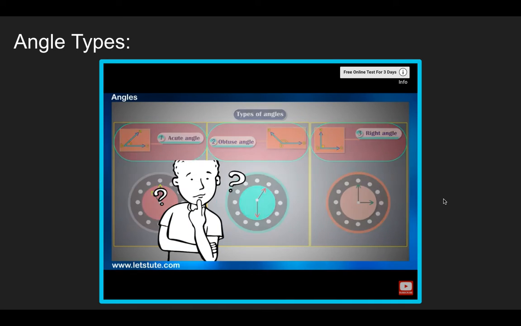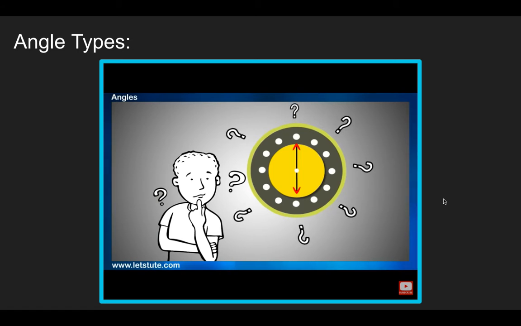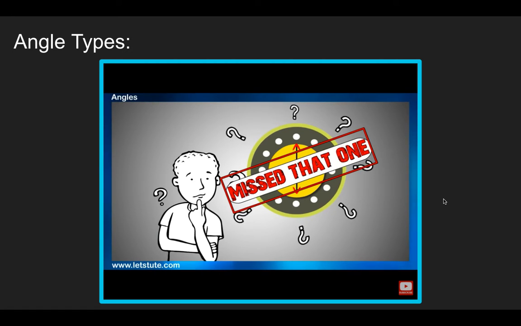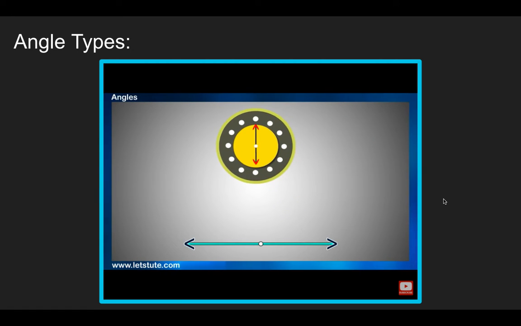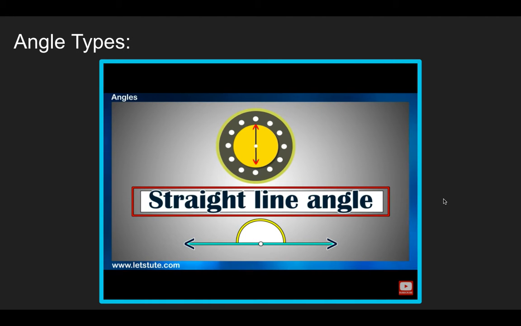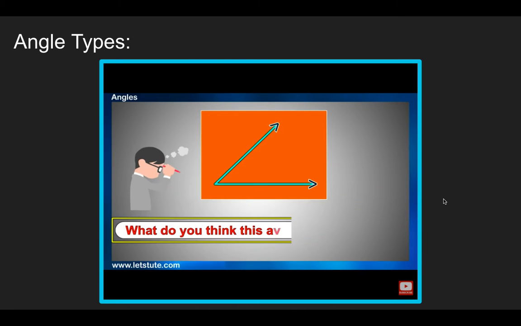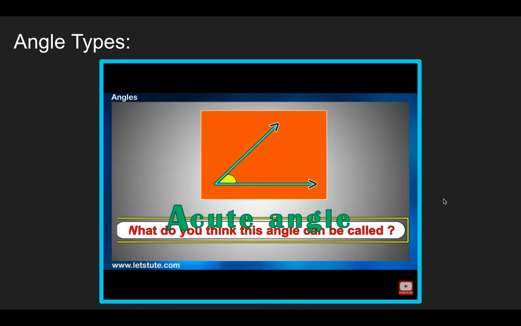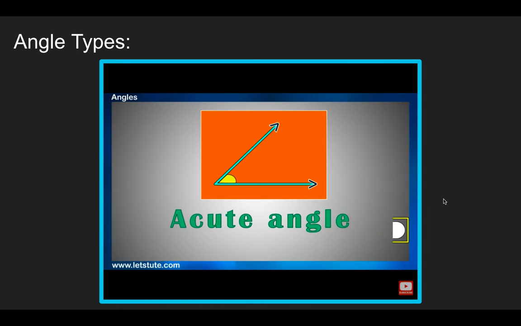But then what about the 4th clock? Right? We missed that one. The 4th clock also shows an angle called a straight line angle. And this angle measures 180 degrees. Well, what do you think this angle can be called? So if you said that it's an acute angle, then you're correct.